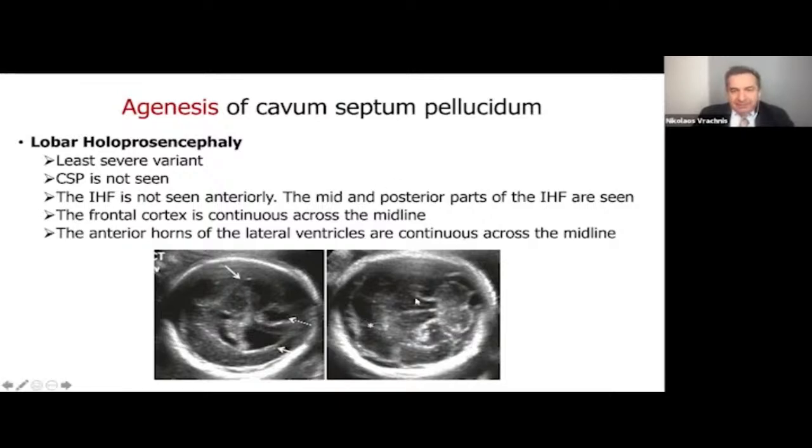However, the mid and posterior parts of the IHF, the intrahemispheric fissure, are seen, and the frontal cortex is continuous across the midline here, and the anterior horns of the lateral ventricles are continuous across the midline here. This is not CSP, these are the anterior horns, as also were shown earlier.